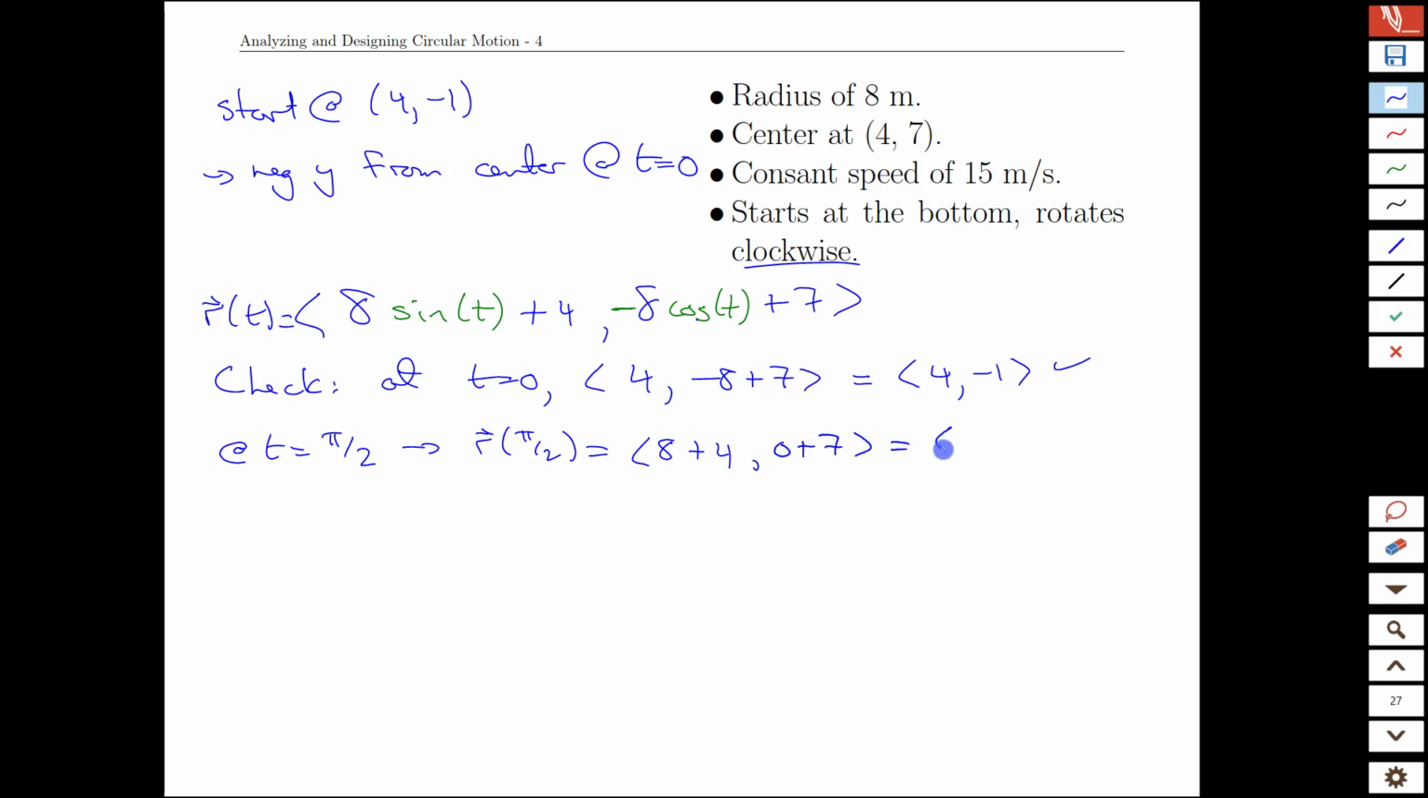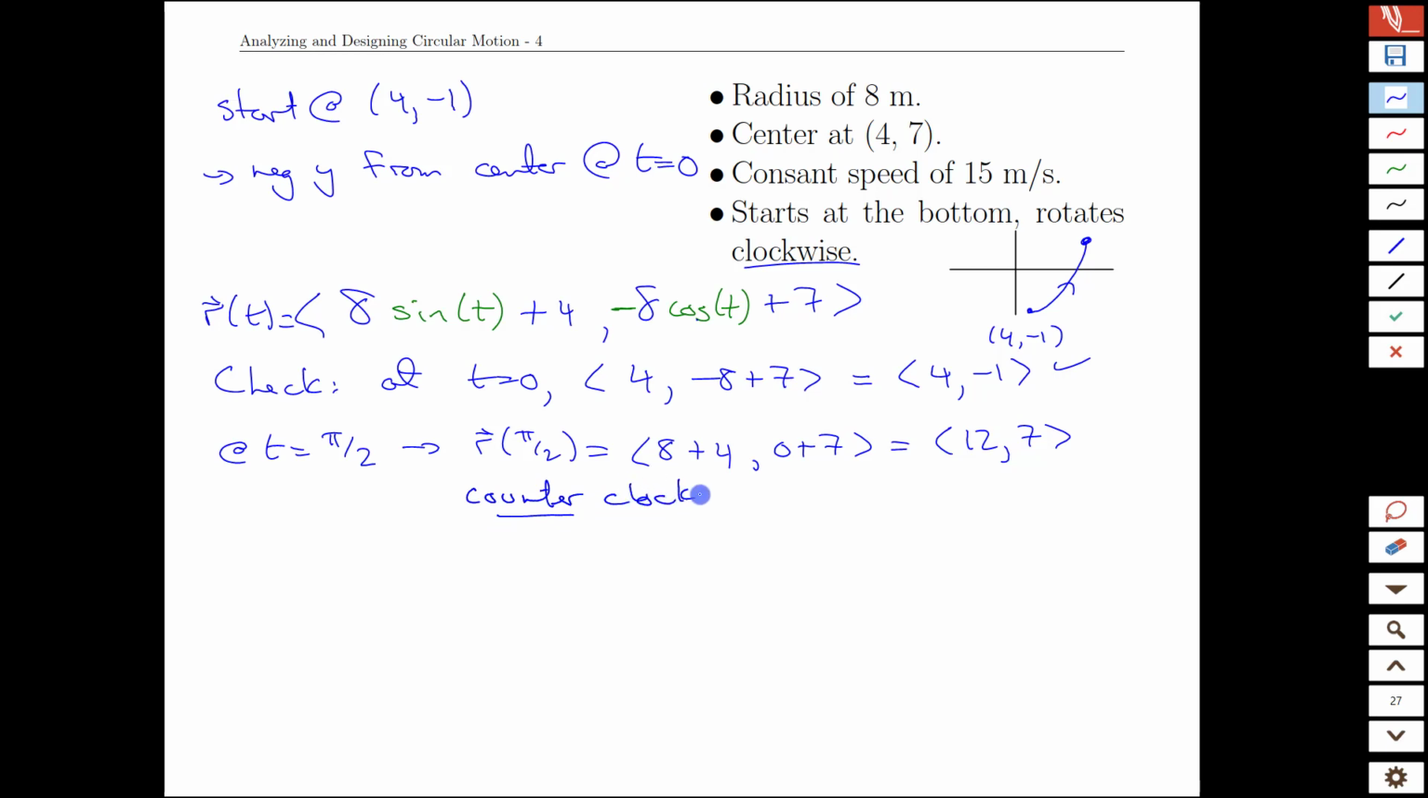And that is 12/7. And if we take a look at our picture, we'll sketch it up here. We started down here at (4, -1). And then this is saying after a quarter cycle, we are going to end up over here. That would be counterclockwise.